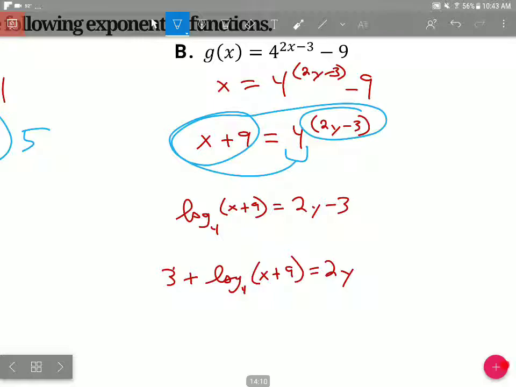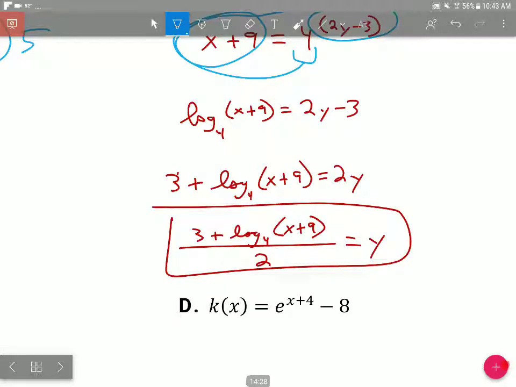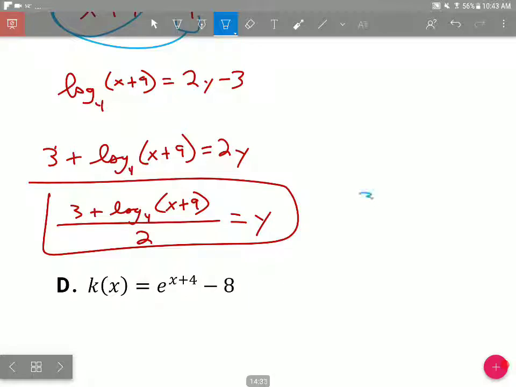And then what's the last thing you've got to do? Divide by 2. So we're going to take the entire thing, 3 plus log base 4 of x plus 9, and divide it by 2. And yeah, it's kind of an ugly answer. But so what? Another way to write this, if you didn't want a big fraction, is 3/2 plus 1/2 the log of everything else. I basically just treated these as 2 fractions. Not that you have to, it's just a way of seeing it.